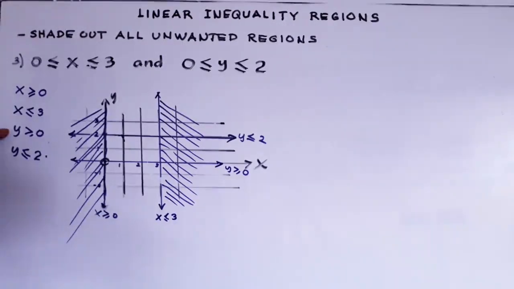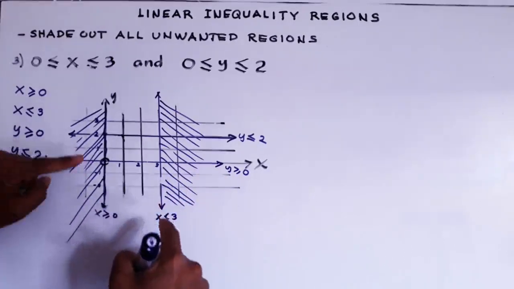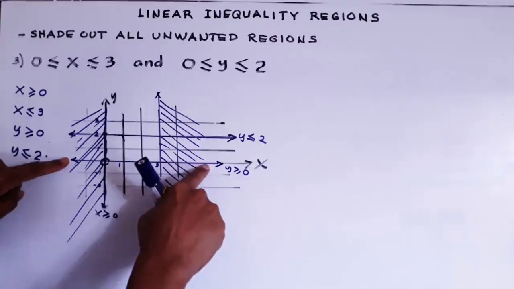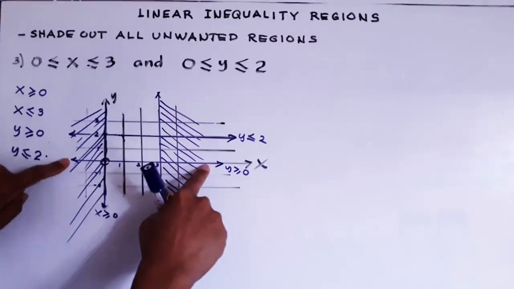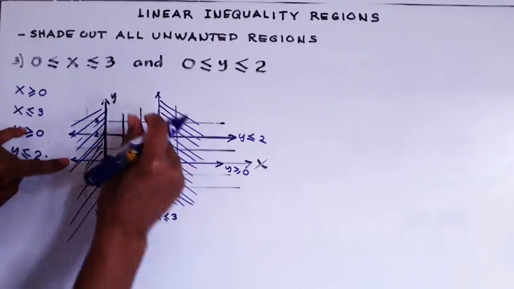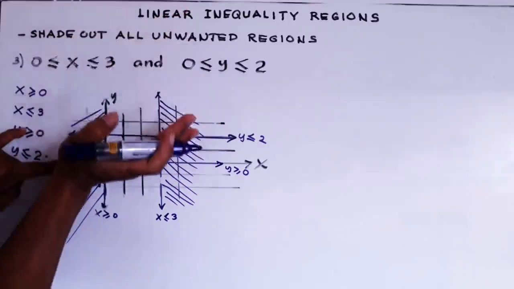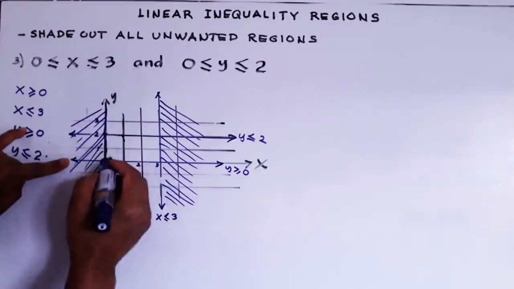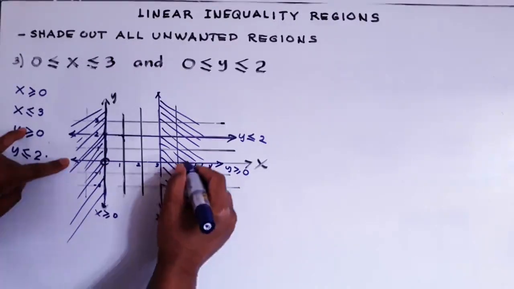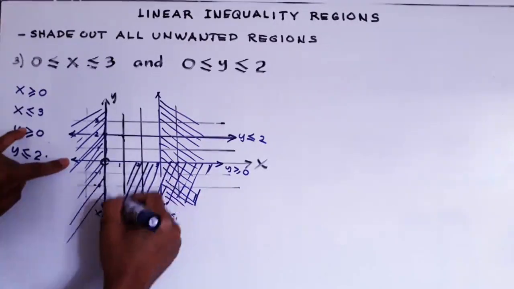Okay, next, this one, y. Where is y is greater than or equal to 0? It is this. It's on the x-axis here. So where is the wanted, the true area? It's greater. So the true area of this line is up. That's the true value there. So the unwanted will be the down part. Okay, we shade here the unwanted. And you see we have also a line here now.